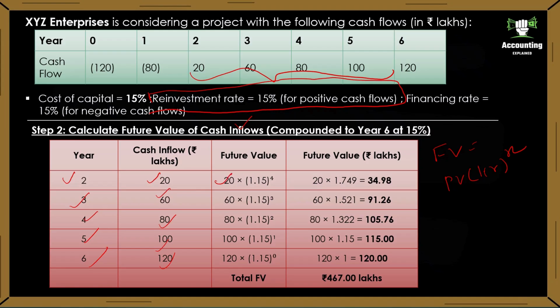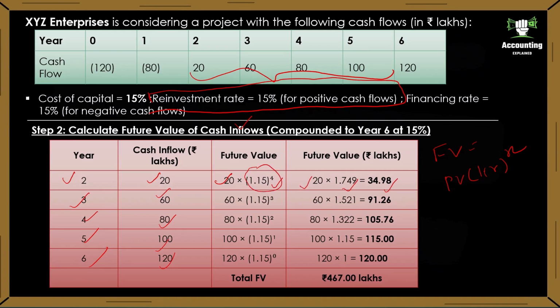For year 2, 20, we are going to find out the future value for the remaining 4 years, because this 20 lakhs was earned in the second year. We find the future value for the remaining 4 years, 3, 4, 5, 6. 20 into 1.15 to the power of 4. 1.15 to the power of 4 is 1.749. When multiplied with 20, you get 34.98.